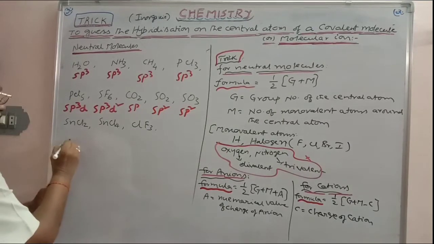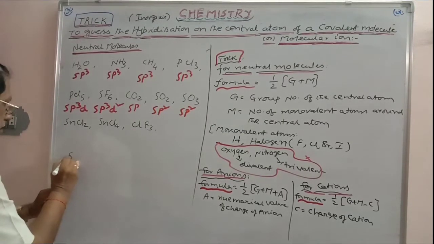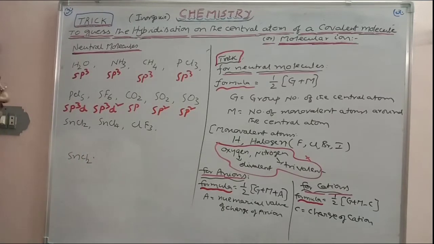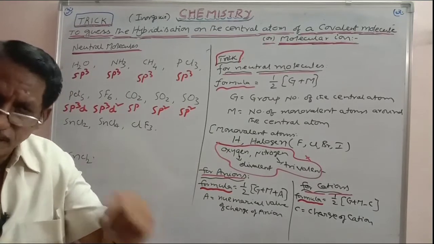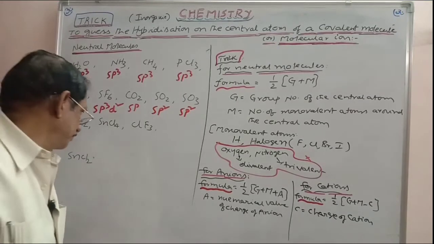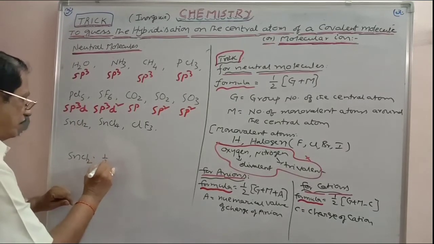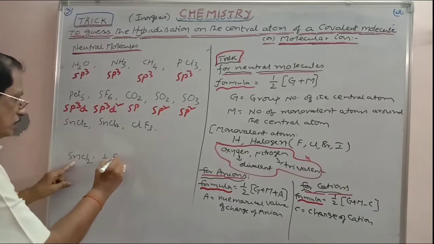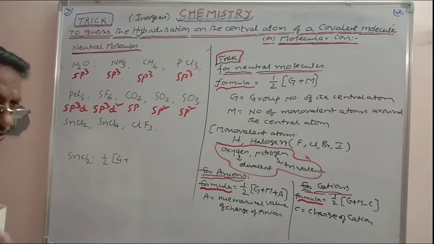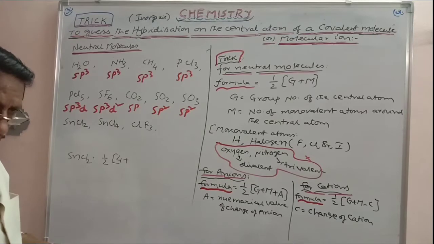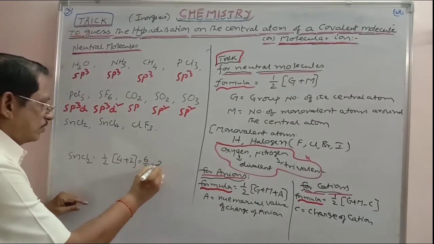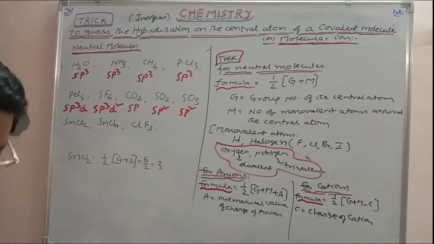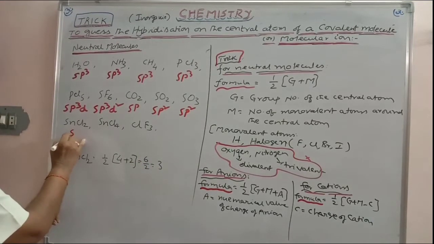Next, SnCl2. The group number for carbon, silicon, germanium, tin, lead. Tin belongs to the 4th group. So here, half into tin belongs to the 4th group, so 4. The surrounding atoms are chlorines. How many are there? Just 2. So you have to add 2 here in the place of M. That is 6 by 2. Once again 3. So what is the hybridization in the case of SnCl2? sp2.